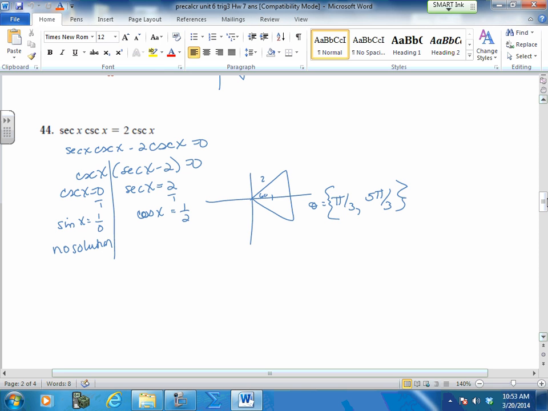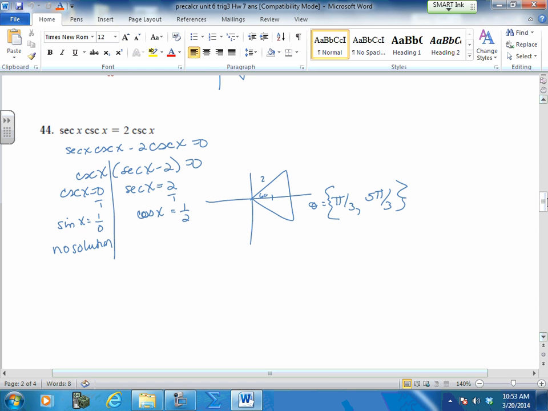44. Now, this one has secant and cosecant. It has two different variables. Get everything to one side. Factor it. When you factor, you get your cosecant out of there. Now you have two factors with two different variables. You can set them both to 0. And it makes more sense that way.